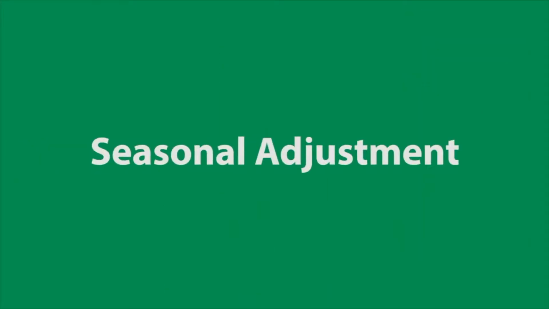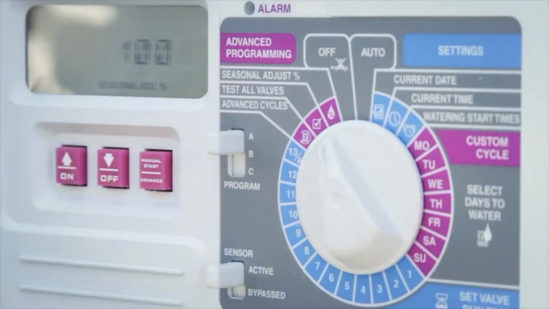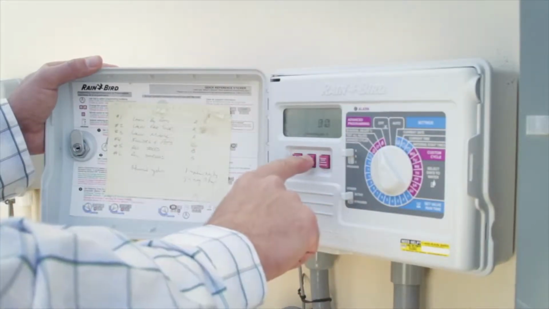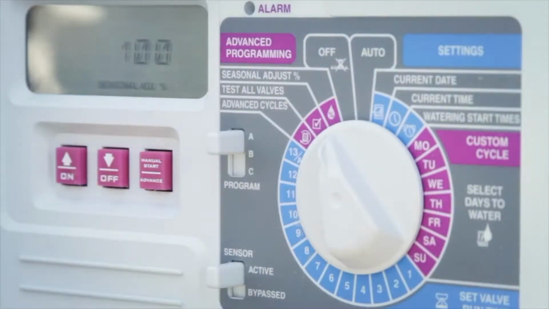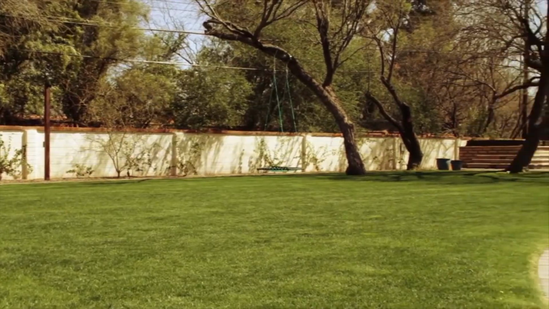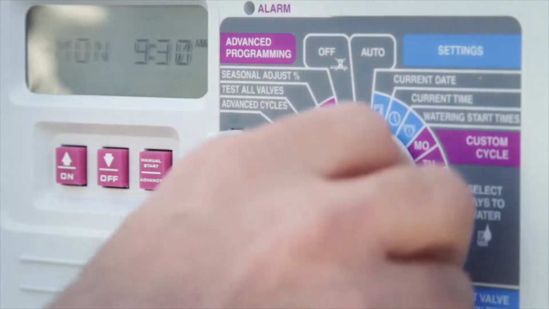3. Many controllers have a handy seasonal adjustment feature. This allows you to quickly adjust your watering times up or down, depending on the season, without changing any part of your program. For example, if it is unusually warm outside, you may want to water 20% more than normal, but still water on the same days and times as before.